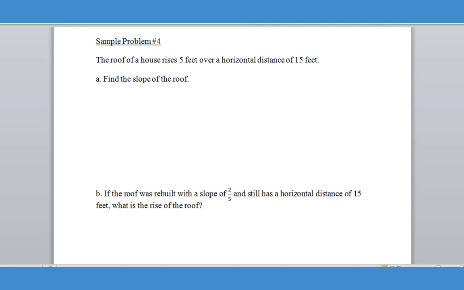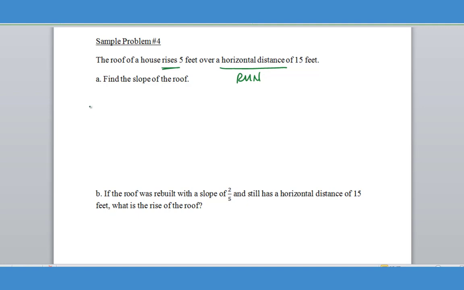Okay, so coming back here to sample problem number 4, we can see that the roof rises 5 feet, and so we see the word rises, and that's pretty clear. And this says over a horizontal distance of 15 feet. Now this is a little less clear, and so what we're dealing with here is a horizontal distance. What that's really referring to is the run. Remember, run is the horizontal back and forth, and the rise is the vertical. And so it says find the slope of the roof.